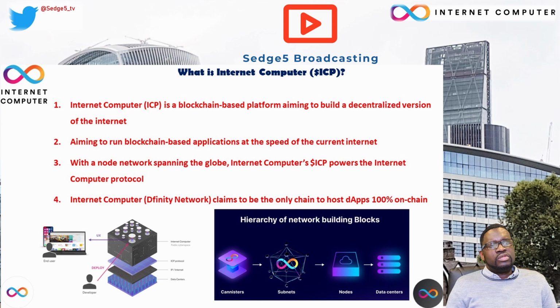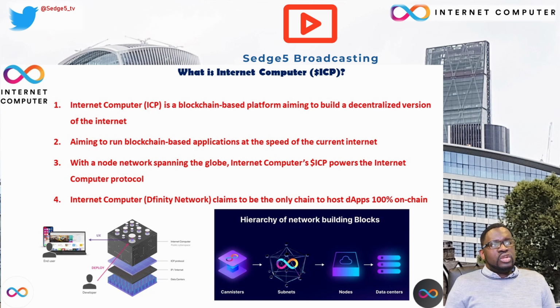While the current internet runs on an internet protocol, or IP, Internet Computer is ushering in an ICP, which is the same acronym used to identify Internet Computer's native token, but this time it just stands for Internet Computer Protocol. With the node network spanning the globe, Internet Computer's ICP powers the Internet Computer Protocol, with the independent data centers that run the Dfinity network compensated with the ICP token for running the network's code. By the way, Dfinity is the research center which created and developed the Internet Computer Protocol, or ICP, which is run by the Dfinity Foundation.